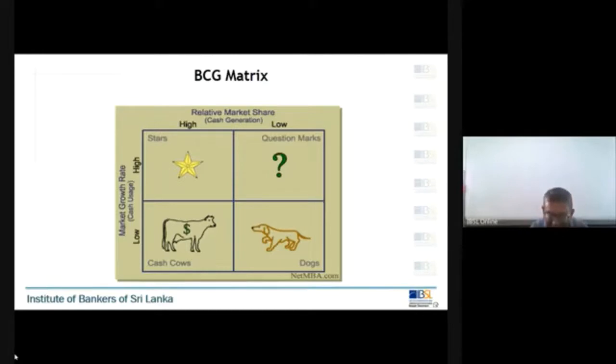Now, why did I explain the BCG matrix? The BCG matrix and the product life cycle help you analyze your product portfolio. Product portfolio means the number of products and services available to sell to your market. So in your organization, you can understand which products give high revenue, which products give less revenue, and which products we need to market or spend a lot of money on. All these things you can think of in analyzing the product life cycle and the BCG matrix.